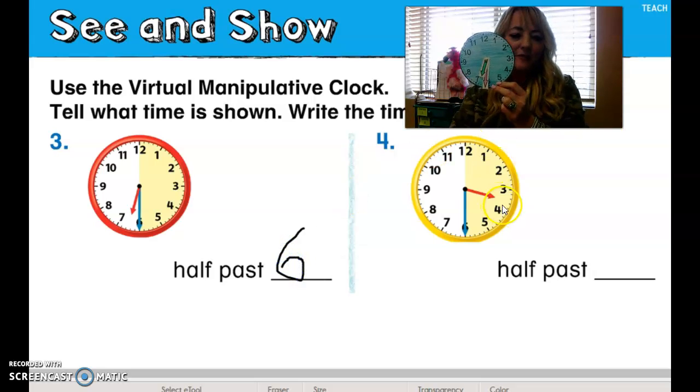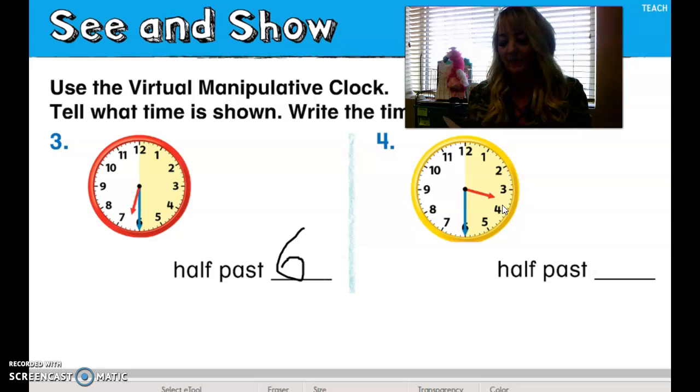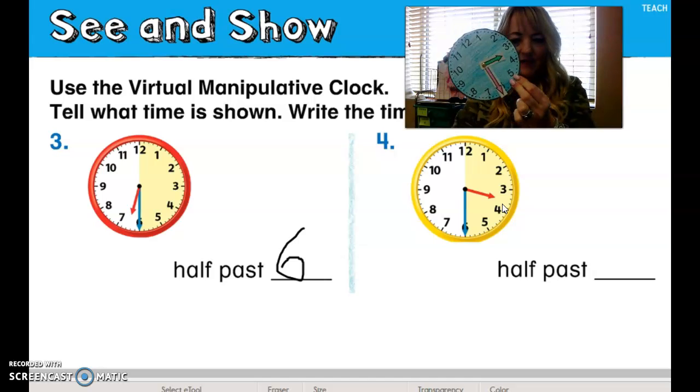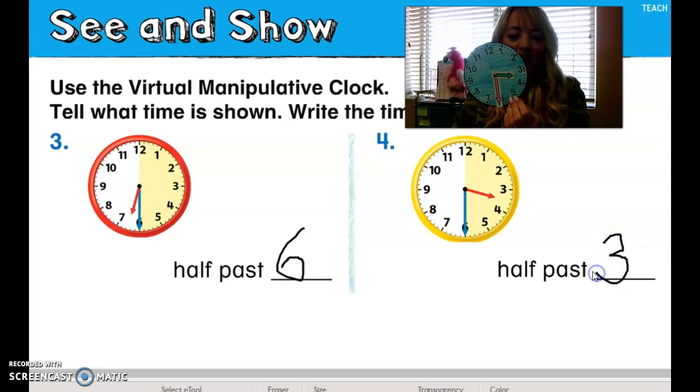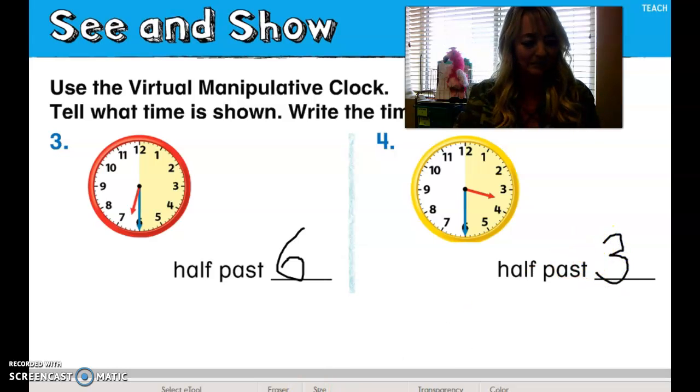Okay, the next one, number 4, between the 3 and the 4 for the hour hand, and then the same position for the minute hand, straight down at the 6, which we know is half past. Would you say half past 3 or half past 4? You would say half past 3, or another way to say that is 3:30.